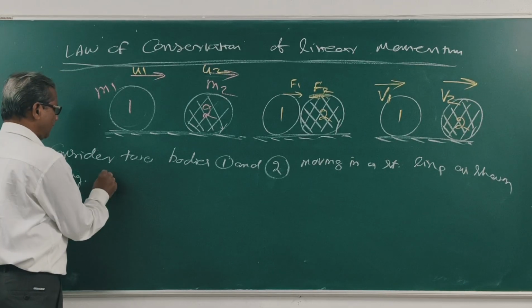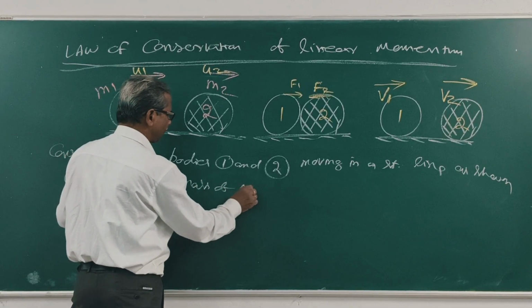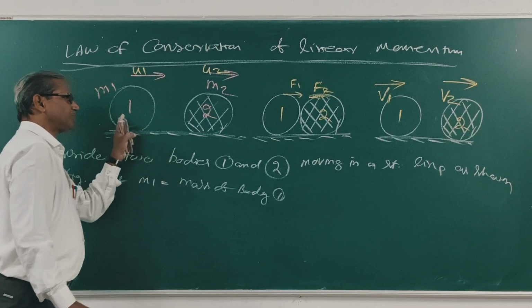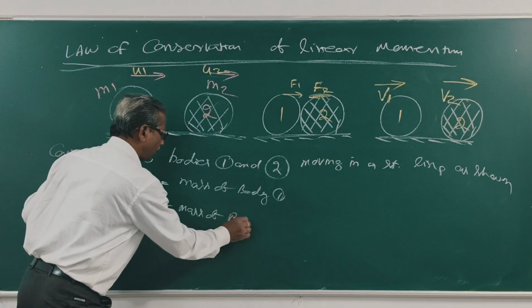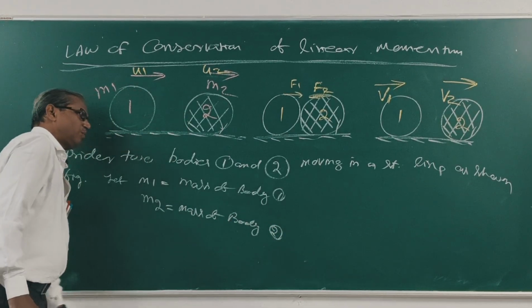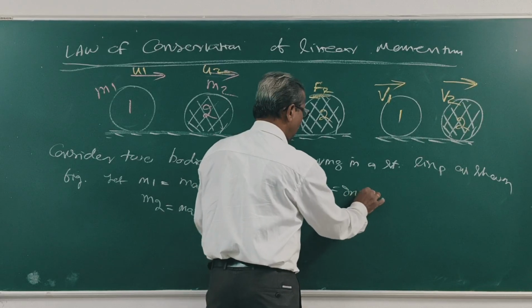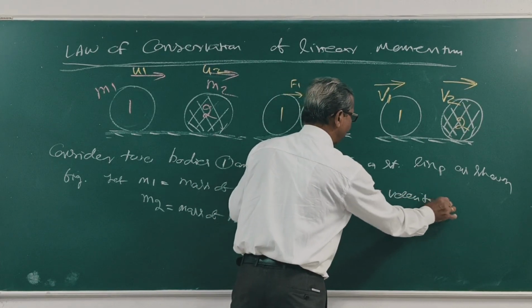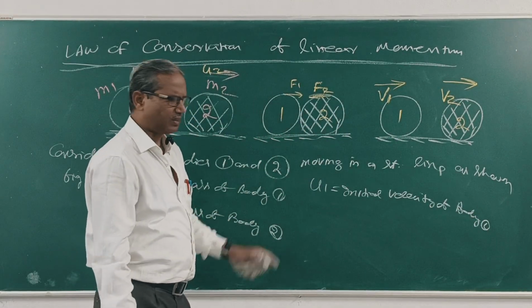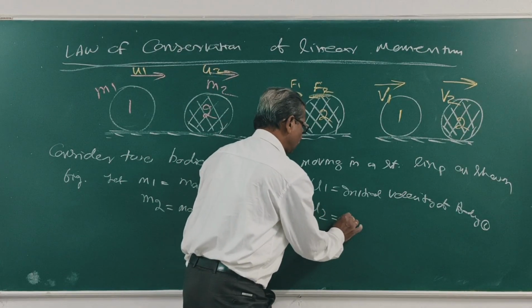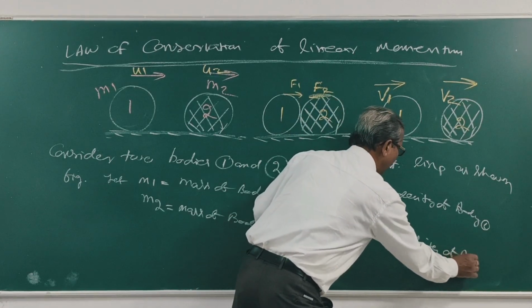Clear? Let m1 be the mass of body 1, m2 the mass of body 2, u1 the initial velocity of body 1 before impact, before collision, and u2 the initial velocity of body 2.